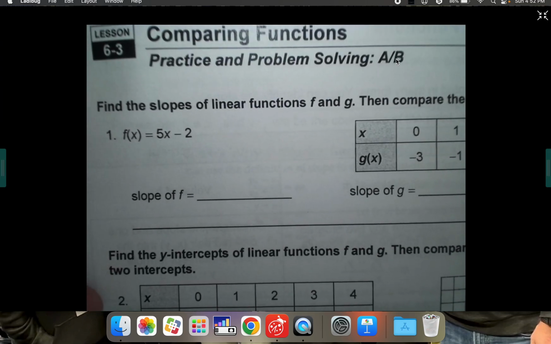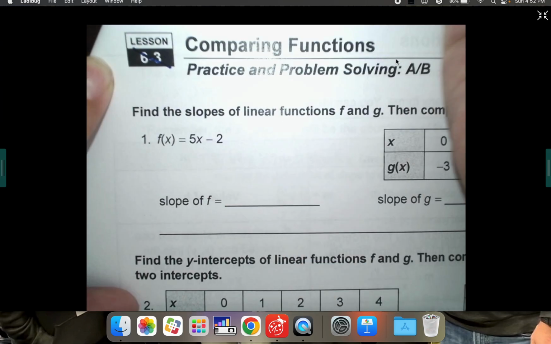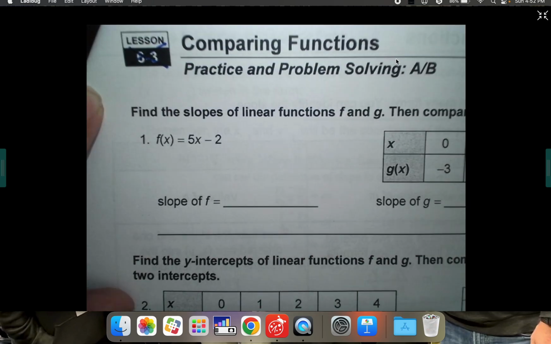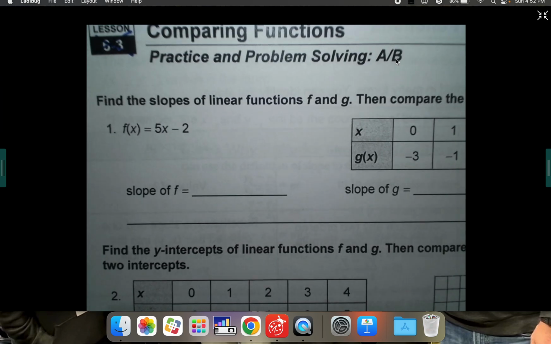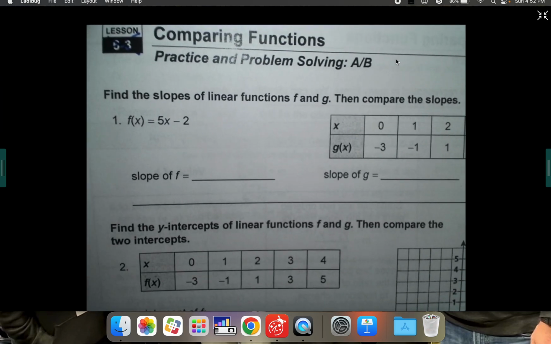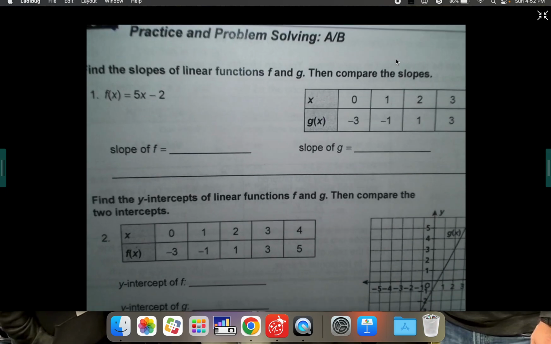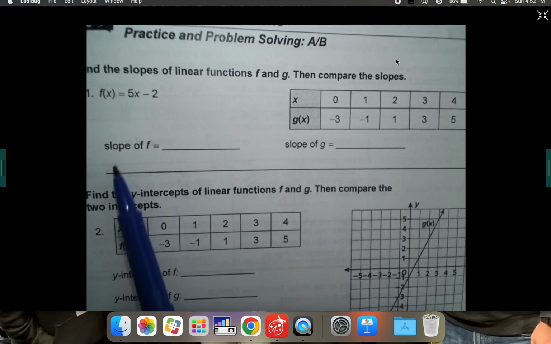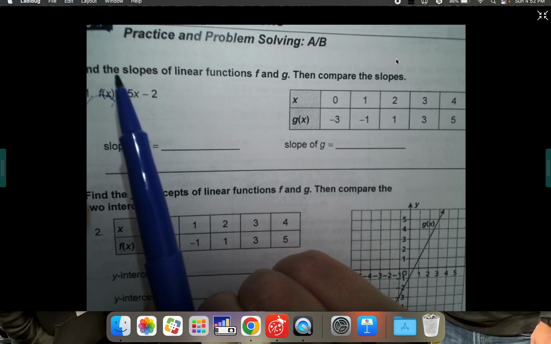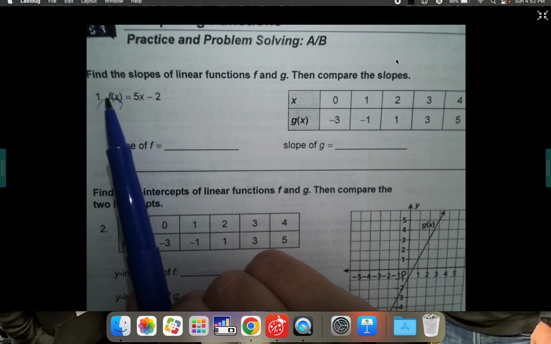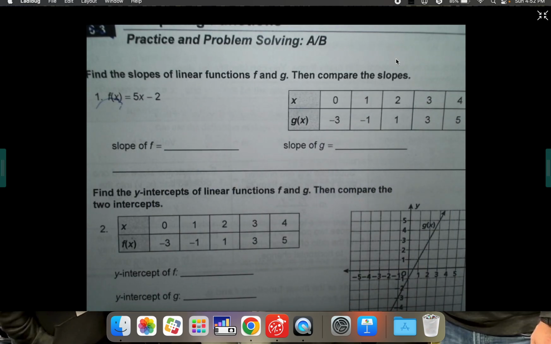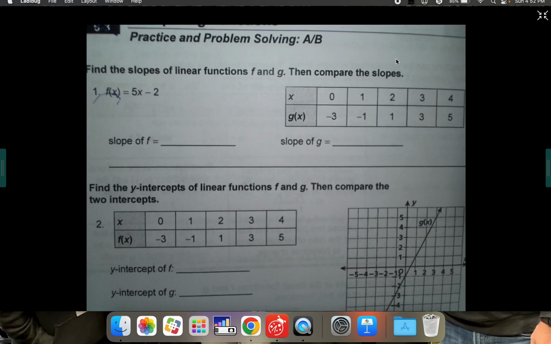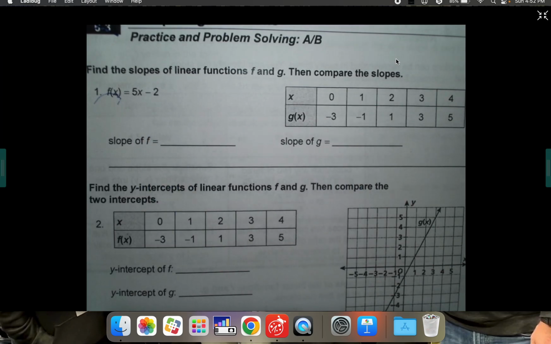Okay, for comparing functions, this should actually be after lesson 5.3, so ignore that it says 6.3. We need to make sure that you understand how to compare functions when they're represented in two different ways. For example, on this worksheet, on this first problem, we have a function written in equation form, and then you have a function represented over here in a table. So we're basically comparing to make sure you understand what the slopes of each one would be when these two functions are represented in two different ways.